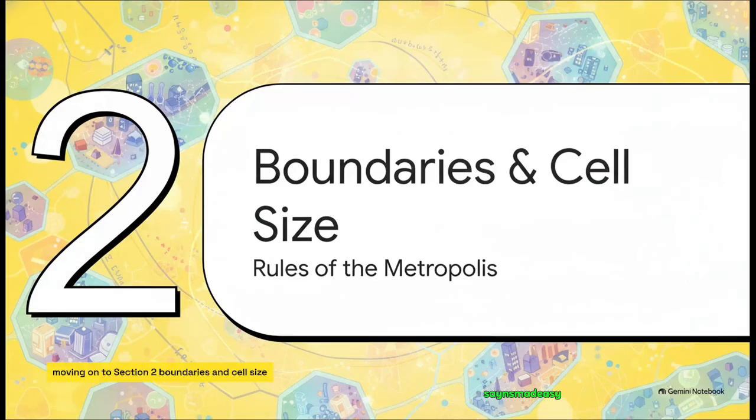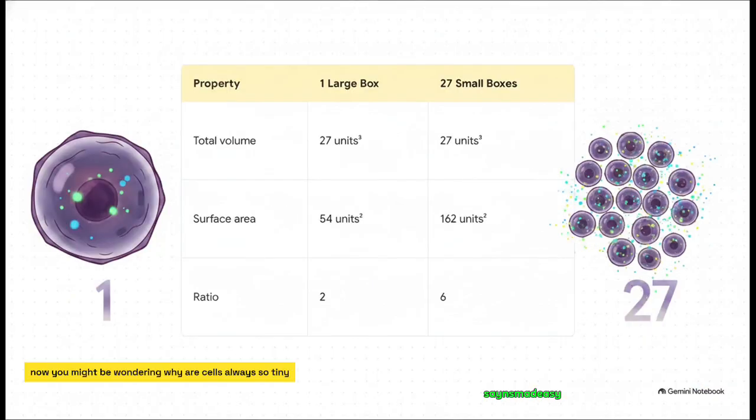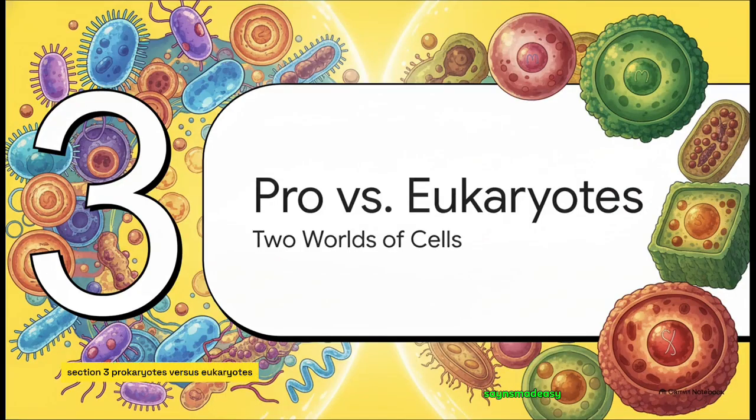Moving on to Section 2, Boundaries and Cell Size, the Rules of the Micrometropolis. Now, you might be wondering, why are cells always so tiny? Well, the crucial point is that cells must remain small to maintain a high surface-to-volume ratio. Think of it like this. If you break one large unit into 27 smaller ones, the total volume stays exactly the same, but you literally triple the surface area. This is super important because it allows for adequate exchange of materials across the flexible plasma membrane. If a cell gets too big, its outer surface simply cannot keep up with the demands of its massive internal volume.